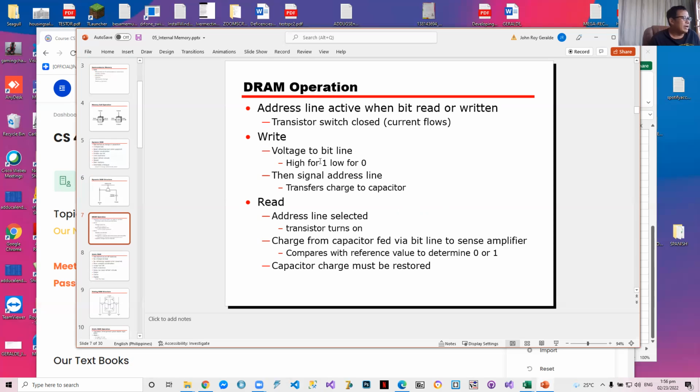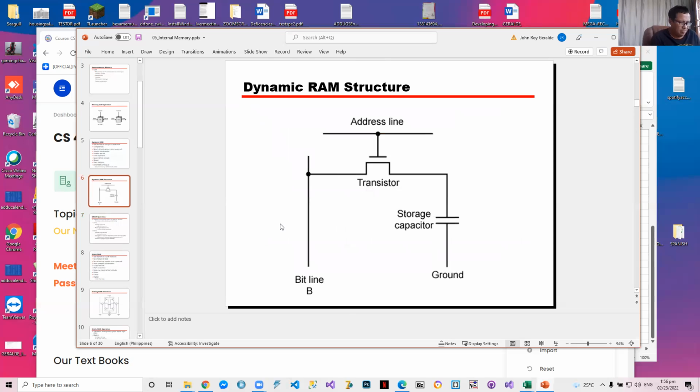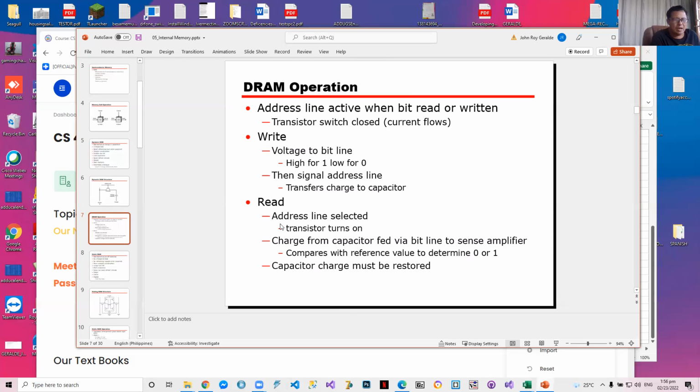No? During a write, a voltage in the bit line, no? This is the bit line. Do you follow? Okay. It will be either 0 or 1. So if it's 1, it will charge the capacitor. If it's 0, it will discharge the capacitor because it goes back to the ground. Then the signal address line, no, transfers the charge to the capacitor, because the address is active. Being active will close the transistor, no. During a read, no, the address line is selected. The charge from the capacitor goes back to the bit line. Do you follow this?